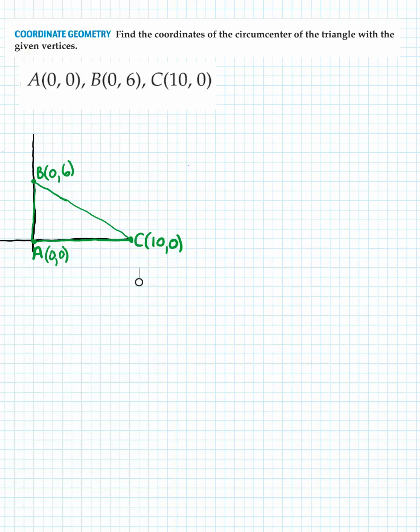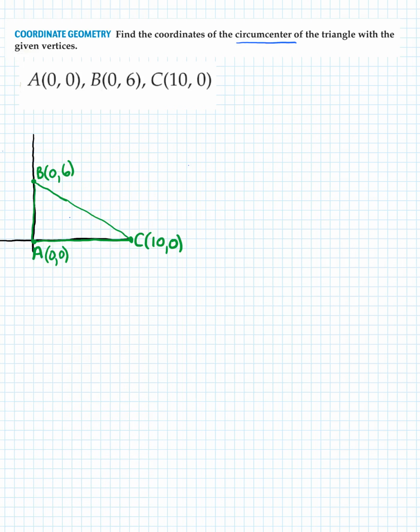Find the coordinates of the circumcenter of the triangle with the given vertices. So in order to do a problem like this, you've got to know what this means, circumcenter. The circumcenter is the point where all three perpendicular bisectors meet in a triangle. Sometimes it's inside the triangle, sometimes it's outside the triangle, sometimes it's right there on the hypotenuse if it's a right triangle.